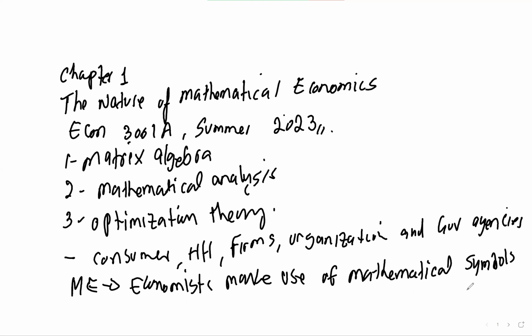And on the other hand, mathematical economics is an approach to economic analysis in which economists make use of mathematical symbols in the statement of the problem, and also draw upon mathematical theorems to aid in reasoning. And since mathematical economics is merely an approach to economic analysis, it does not differ from the non-mathematical approach to economic analysis in any fundamental way.